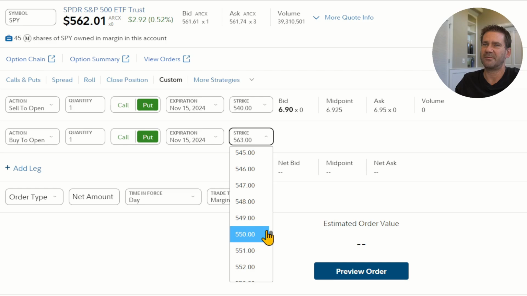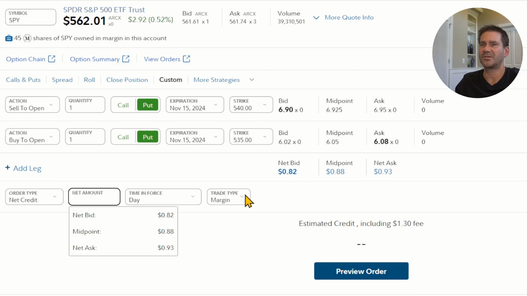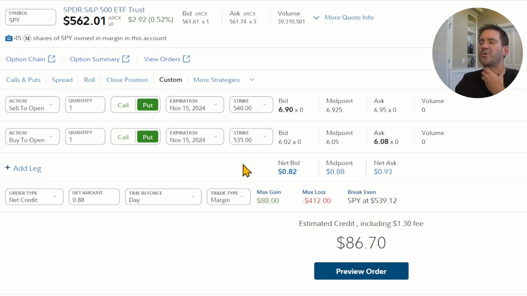So 540, let's say we want to go down to five points below this price, right? So that would be 535. So 540 to 535 put credit spread, meaning we're taking in more credit than we're giving up, right? We're going to get more for this 540 because it's closer to the current price than the 535 strike, which is further away. So in this case, we're collecting $690 here. We're spending $600 here, so we have a net credit. The midpoint here shows around $88. So you're going to be pretty close to that.